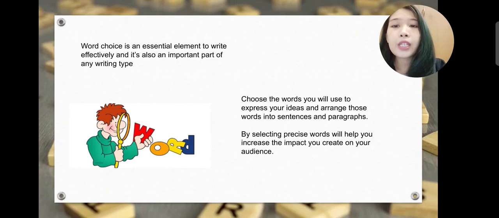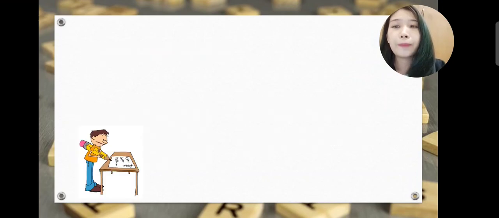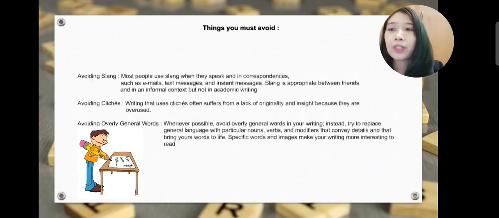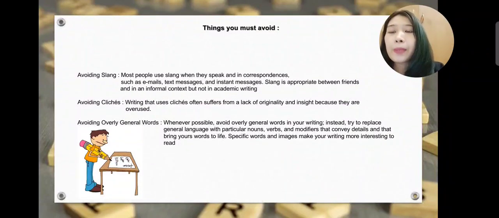Selecting precise words will help you increase the impact you create on your audience. The best writing is when you're able to create a vivid picture in the reader's mind. To make that happen, you might avoid this. Avoiding slang. Most people use slang when they speak and in correspondences, such as emails, text messages, and instant messages. Slang is appropriate between friends and in an informal context, but not in academic writing.